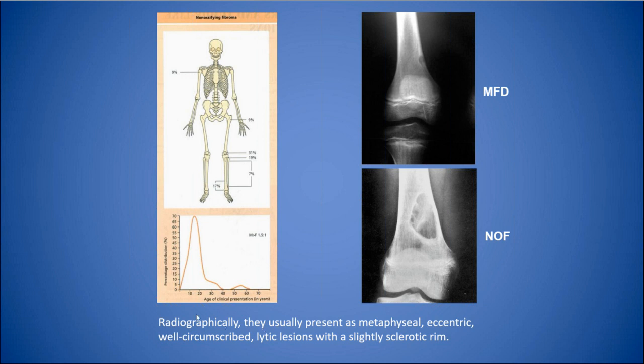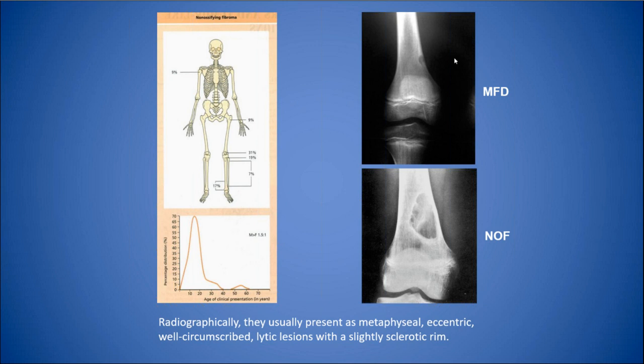Non-ossifying fibroma is a tumor of children, with the peak incidence in the second decade, but its true incidence is really not known because, as we say, many of these lesions are asymptomatic, so a lot of them will resolve spontaneously and will never be diagnosed. The lesions are more common in the distal femur, proximal tibia, distal tibia. They can occur also in the proximal femur and the proximal humerus.